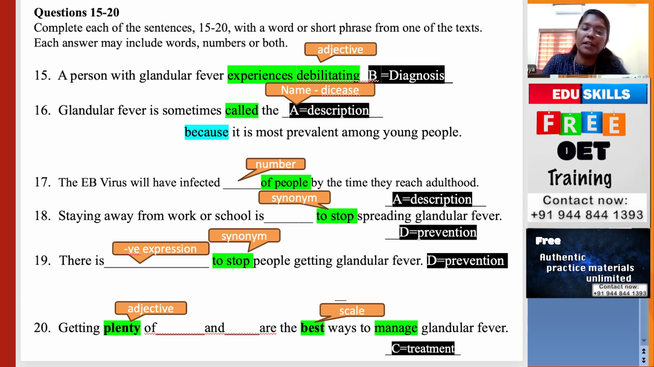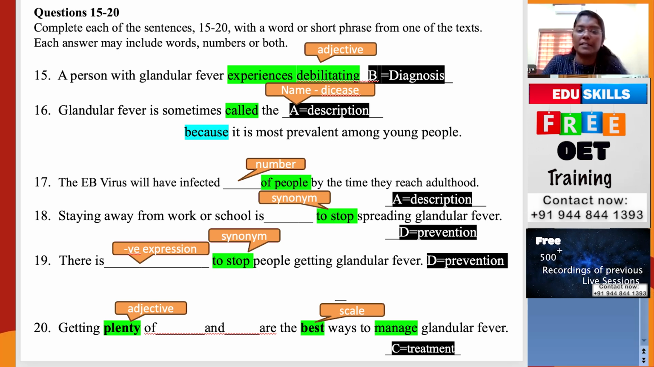Then the 19th one: there is dash to stop people getting glandular fever. That is stop; again, we can see stop. Then the 20th one: getting plenty of dash and dash are the best ways to manage glandular fever. Plenty of something, this is management. Just match the text. Then let's check whether it is right or wrong. If it is wrong, rewrite it.